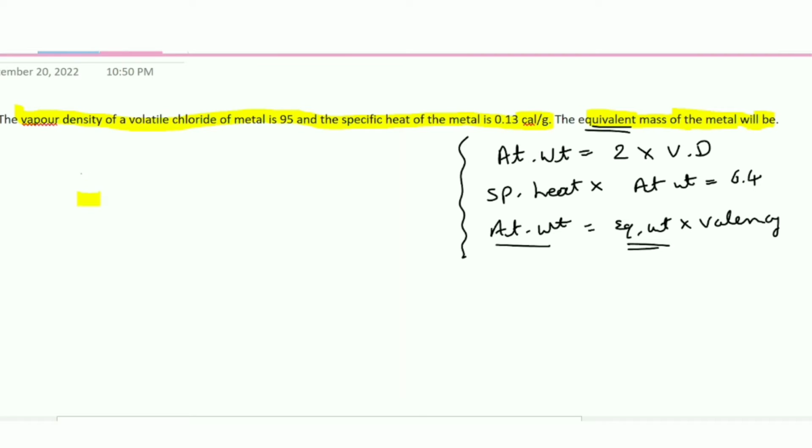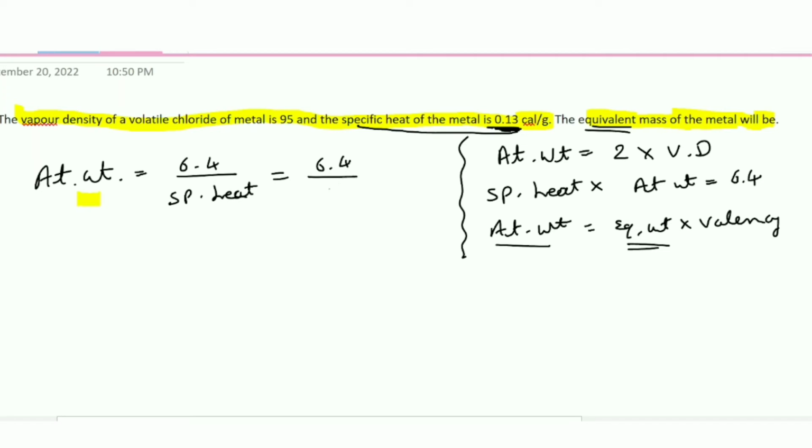For that, you can write that atomic weight is equal to 6.4 divided by specific heat. And here the specific heat is given: the specific heat of the metal is 0.13. So we can write 6.4 divided by 0.13, and the atomic weight of the metal will be 49.23.